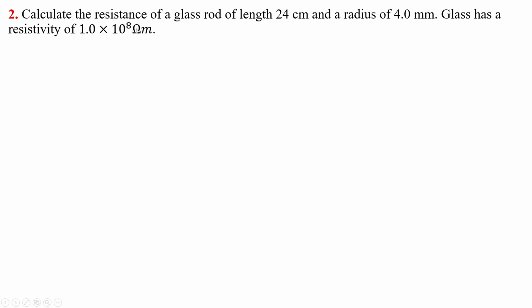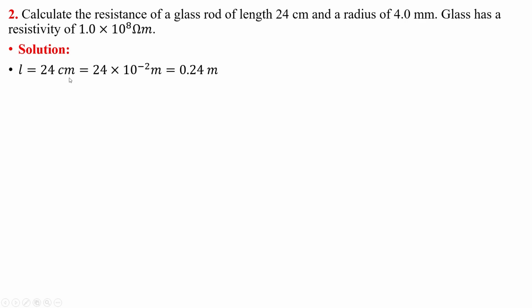Question number 2. Calculate the resistance of a glass rod of length 24 cm and radius of 4.0 mm. Glass has a resistivity of 1.0 × 10^8 ohm meter. So you need to find the resistance of a glass rod. The glass rod length is given, that is 24 centimeter.